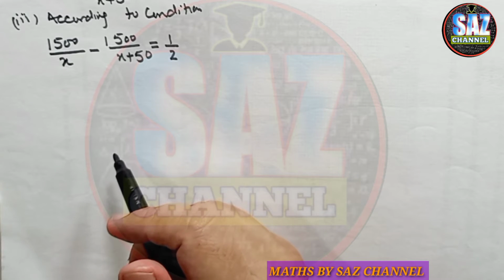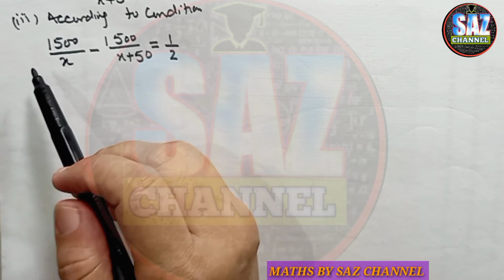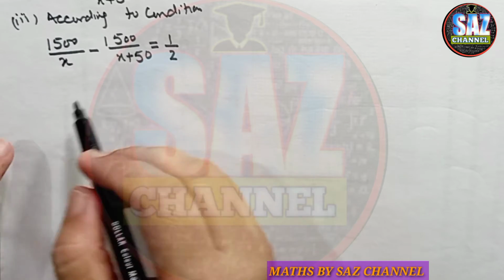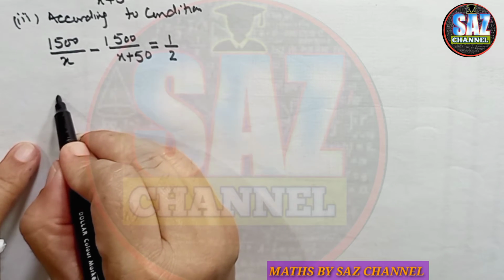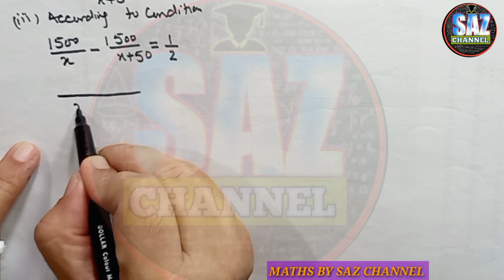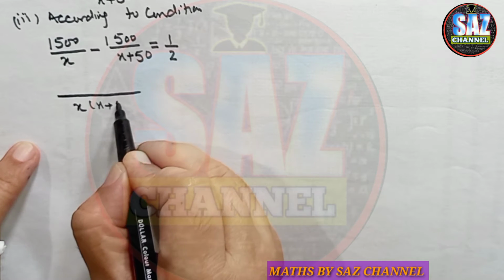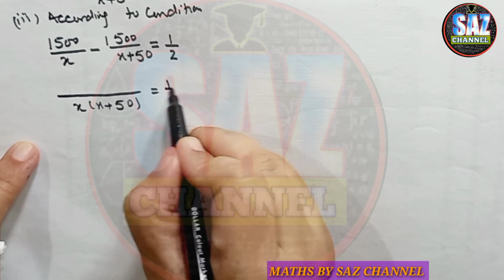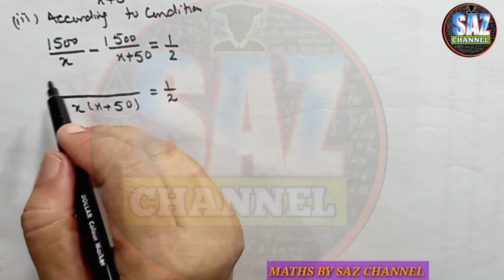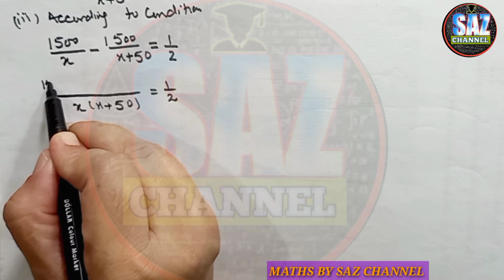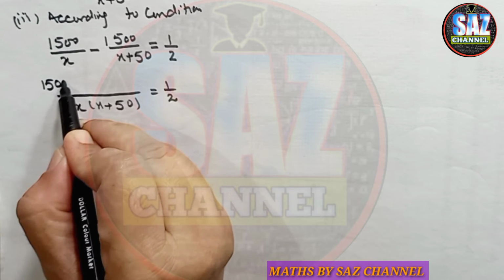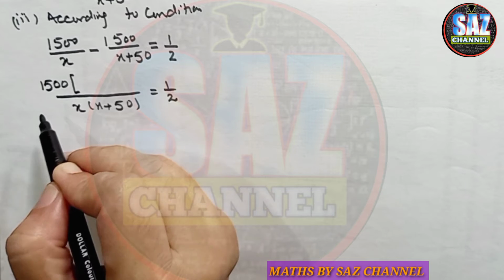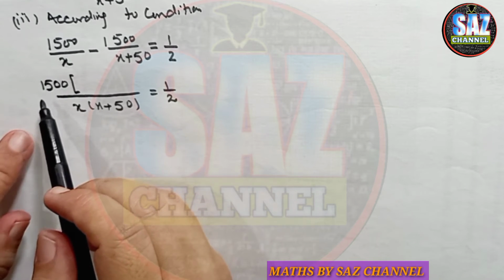Now in order to formulate the equation, we have to take the LCM, and the LCM of the question will be X into X plus 50, and if we look at the numerator, we can see that 1500 is common. So to make the calculation easier, take it common. Okay, in the numerator I have extracted 1500 out.